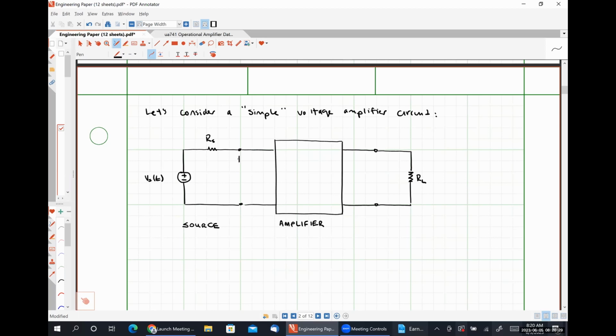So this is the input terminals of my amplifier. So this is where the amplifier's input voltage will be applied. Over here are the output terminals of my amplifier. So this is where the output voltage of my amplifier is measured. And then I'm going to specify here that the voltage drop across my load is VL of t.